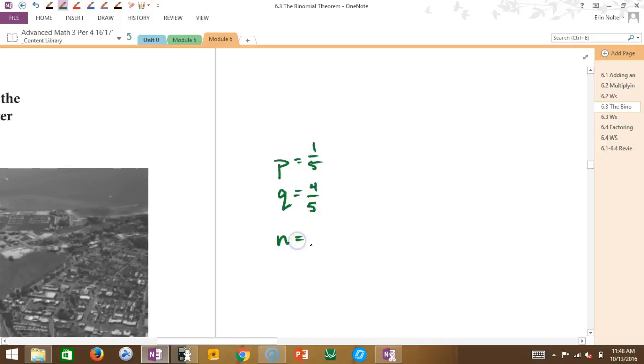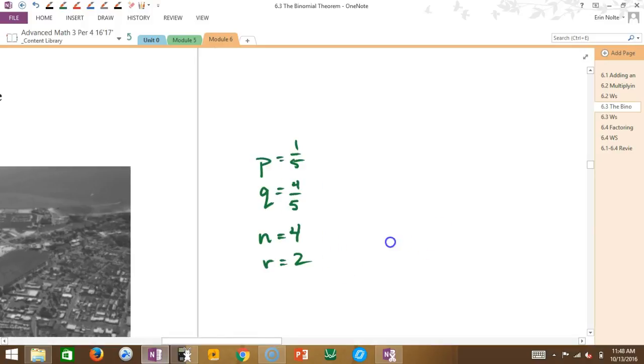Okay, N. The N comes from the number of chances. How many boats are coming down the river? How many chances do we have? There's 4 boats coming down the river. That's our chances. The R is how many successes we're looking for. How many do we want to make it to the ocean? 2. That's our R.